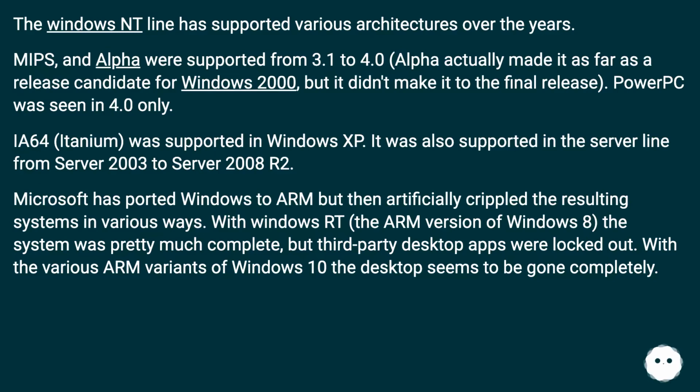Microsoft has ported Windows to ARM but then artificially crippled the resulting systems in various ways. With Windows RT, the ARM version of Windows 8, the system was pretty much complete, but third-party desktop apps were locked out. With the various ARM variants of Windows 10, the desktop seems to be gone completely.